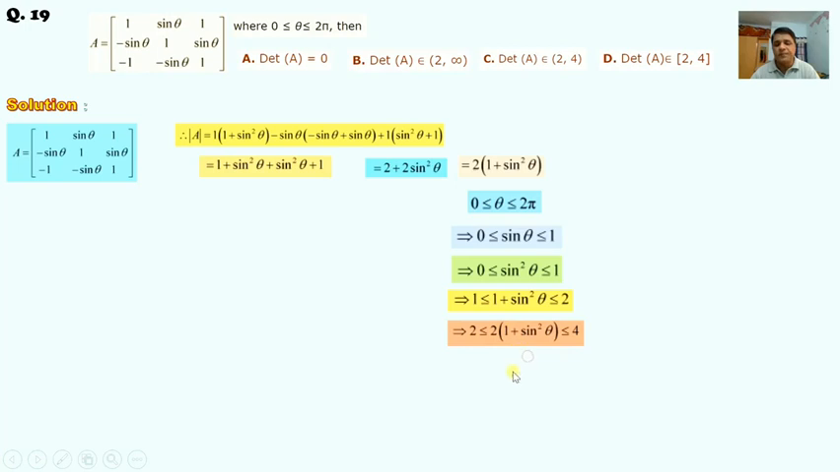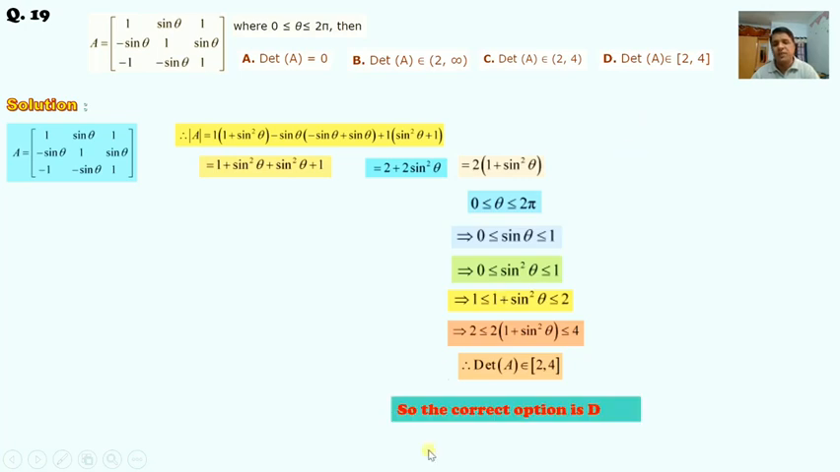So this determinant A, twice of 1 plus sin square θ, means determinant A belongs to 2 to 4, from 2 to 4. That means the D option is the right option. So the correct option is D.